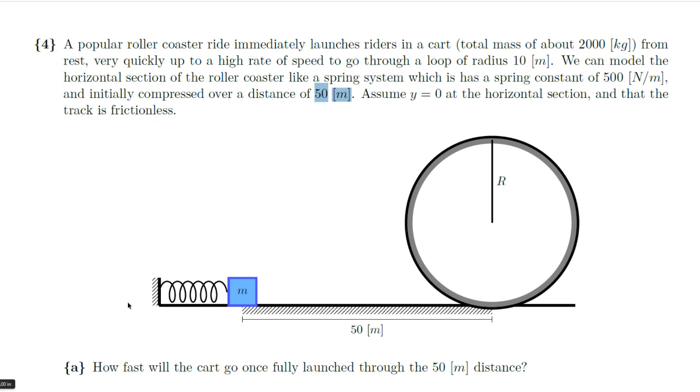We're going to assume that the y equals 0 at the bottom here. In this problem, I didn't need to tell you that. You should probably set the y equal to 0 at the bottom just to make it easier to calculate. And we're also assuming the track is frictionless.